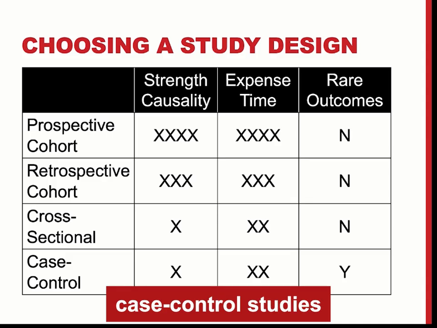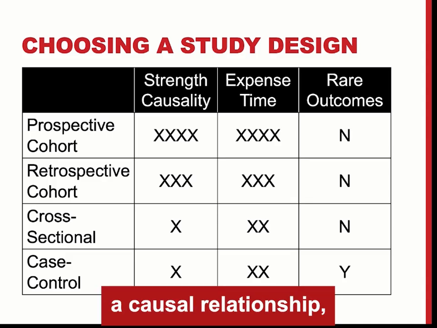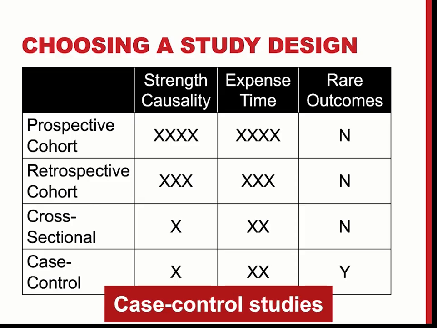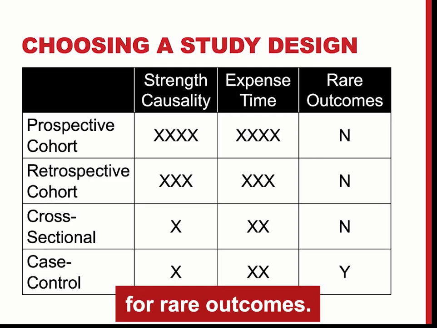Cross-sectional and case control studies have the lowest likelihood that the association represents a causal relationship, but take less time and are less expensive than cohort studies. Case control studies are the best design for rare outcomes.